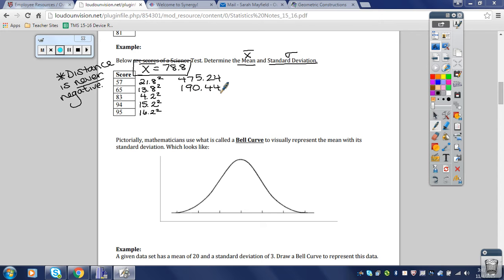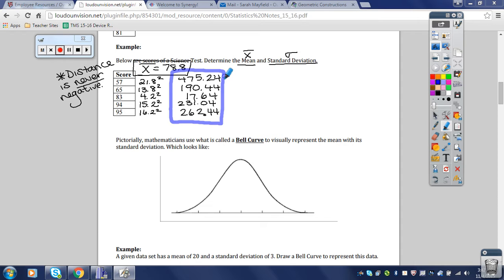4.2 squared, 17.64. 15.2 squared, you get 231.04. 16.2 squared, 262.44. Okay, so from here, you are now going to take these numbers and find the average of those numbers.